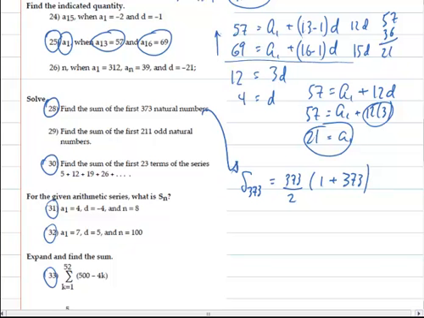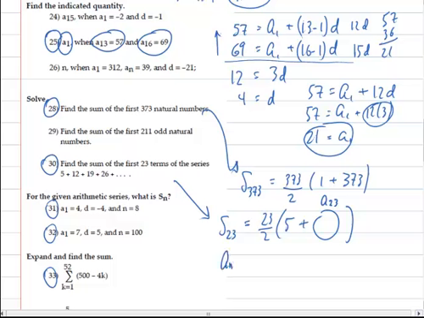For number 30, the first 23 terms of the series, you would need to find the last term. So your sum equation of 23 terms would equal 23 over 2. You would have 5 for your first term, and you would have to figure out what a_23 was. And I'm going to do that, but I'm going to pause the video so I don't bore you to death, and I'll be back with the answer.